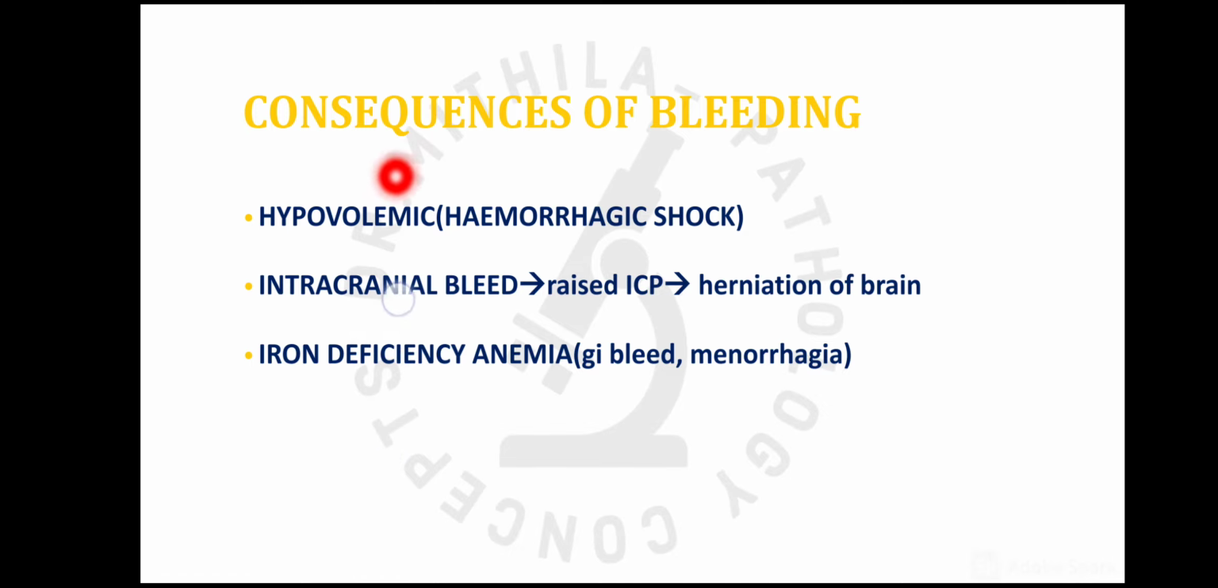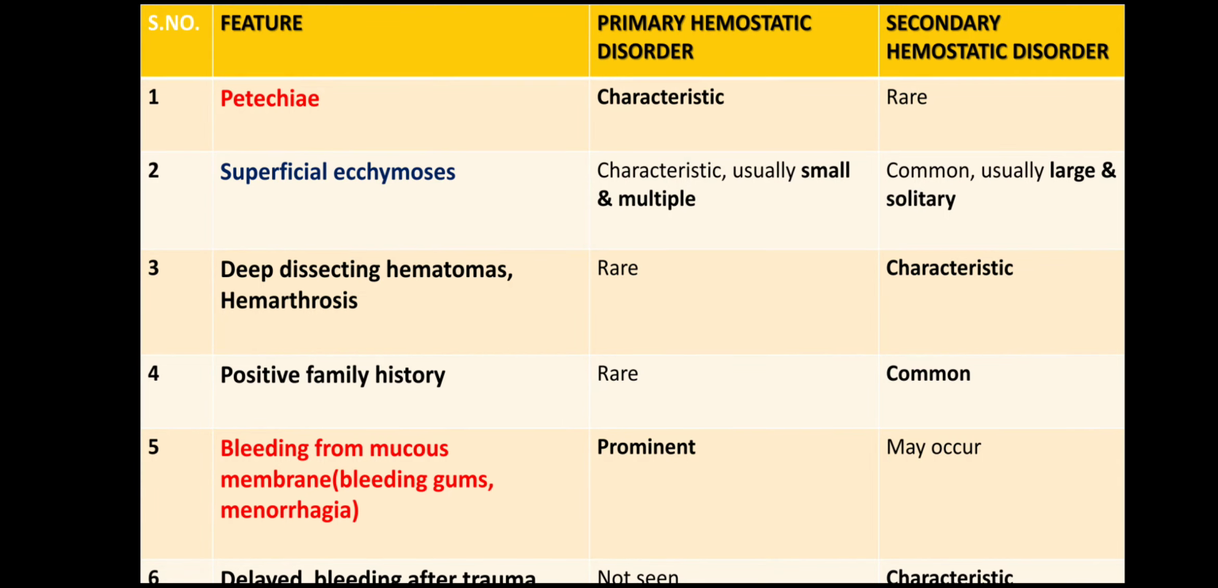Studying these bleeding disorders is important because they have serious consequences, like hypovolemic shock or intracranial bleed, which can later lead to raised intracranial pressure and even herniation of the brain. Then because of the blood loss, there will be iron deficiency anemia. So this is a table which summarizes the clinical differences between primary hemostatic disorder and secondary hemostatic disorder.